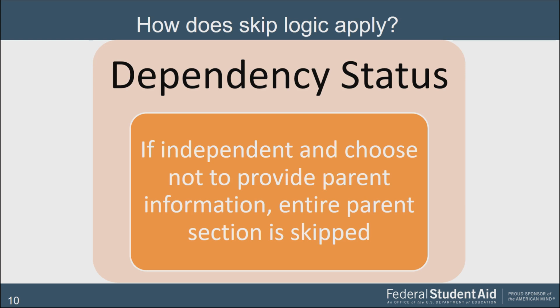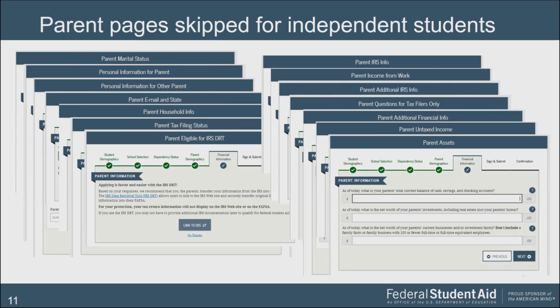So once we determine that you're an independent, we're going to then do another branch of skip logic. So if you're independent, we're not going to automatically not show you all of the parental questions. We have to ask you, because there are some programs that even if you're an independent, you need to provide the parental data. But if you say you're an independent and you say, nope, I'm not going to provide parental data, then these are all the pages that the user gets to skip at that point. So all of these pages or views contain all of the information that would be on the parents section of the FAFSA form.